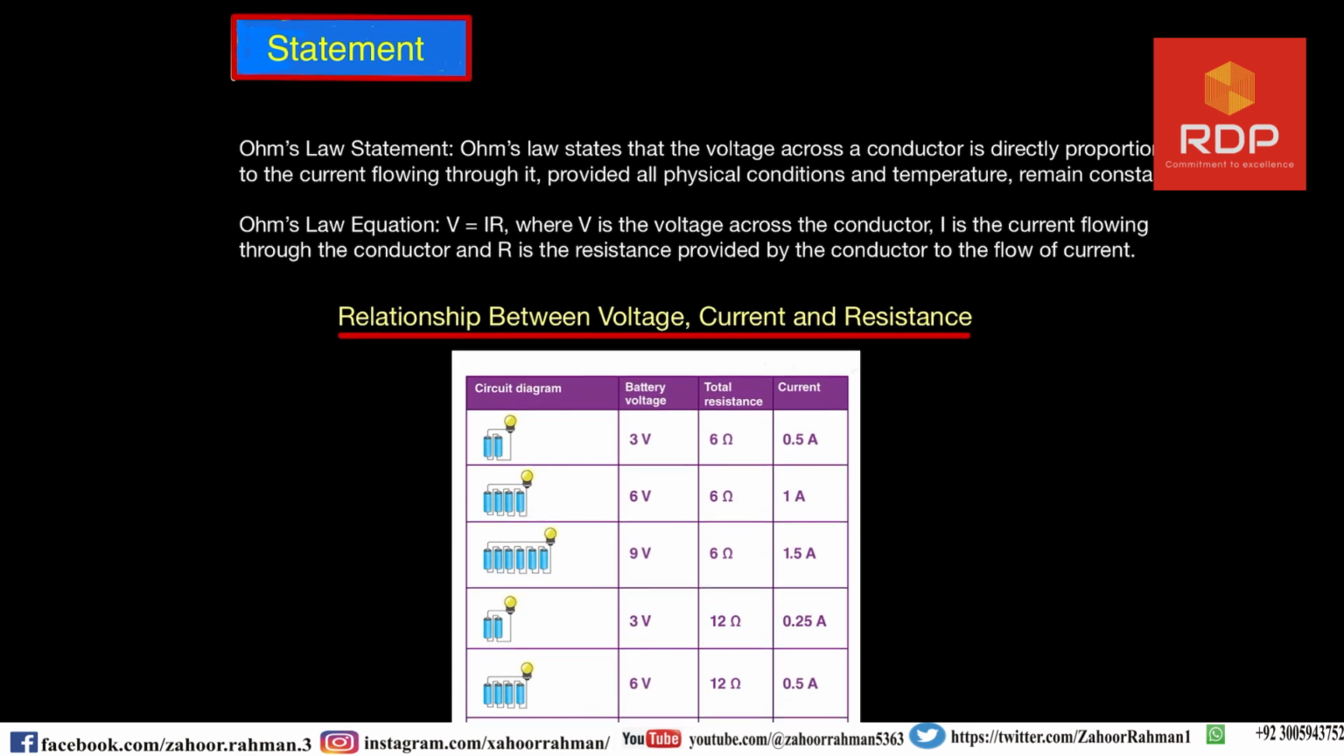Now let us state Ohm's law. Ohm's law states that the voltage across a conductor is directly proportional to the current flowing through it. But one more thing: provided all physical conditions and temperature remain constant. The mathematical form of Ohm's law is given as V is equal to IR, where V is the voltage across the conductor, I is the current flowing through the conductor, and R is the resistance provided by the conductor to the flow of current.